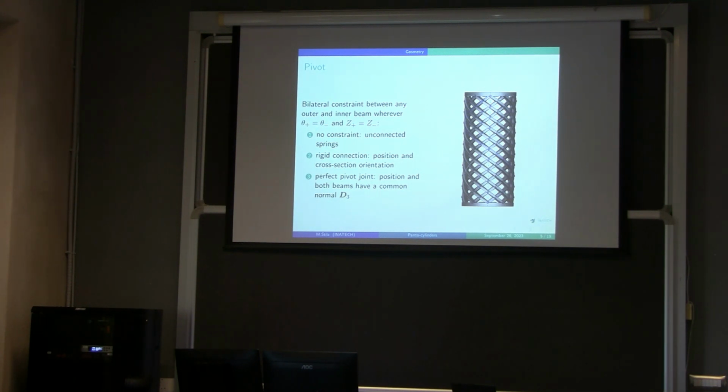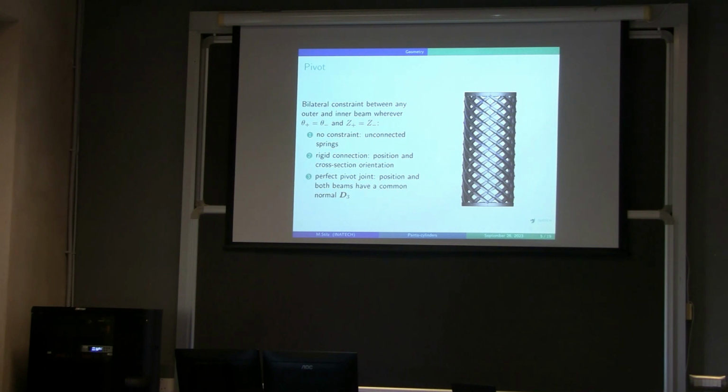Then, most importantly, we introduce a connection between those two layers, the pivot. In the case of these pantocylindrical structures, this pivot always sits where the two beams are at the same radial and height coordinate. You can see here these small dots. This is where the connection exists. To simplify our simulations, we did not introduce these pivots as beams themselves. We used either no constraint at all, just for comparison.